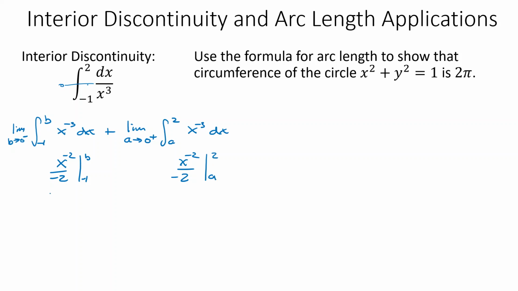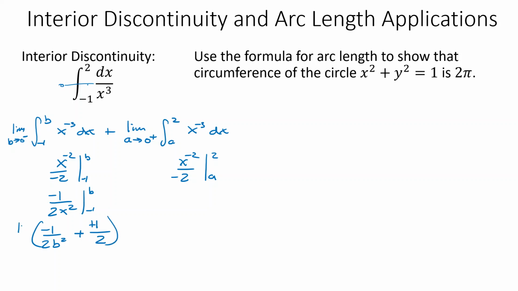And let's see, this is basically what we did last time. This is going to diverge because it diverged last time. So it's going to be negative 1 over 2x squared from negative 1 to b. If we plug in b here, we're going to get negative 1 over 2b squared minus negative 1 over negative 1 squared. So we get 2. So that's going to be plus 1/2.